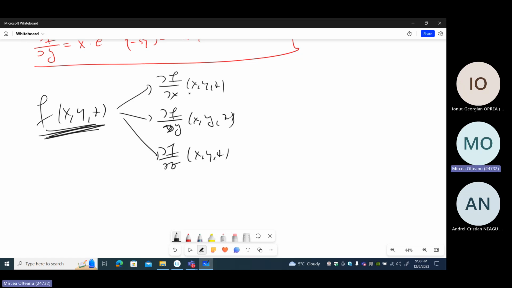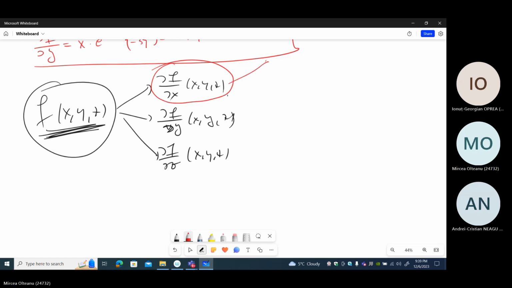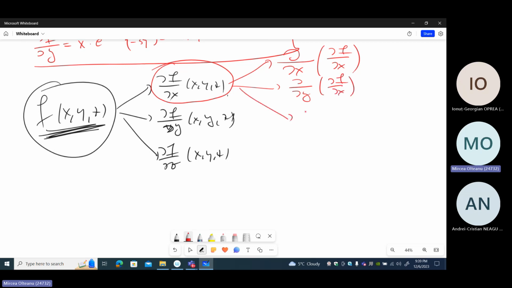So we are in the same case as in the beginning, a function of 3 variables. We can consider its partial derivatives. For example, this function has how many partial derivatives? 3, of course, because it has 3 variables. We may consider the partial derivative with respect to x of ∂f/∂x. We can consider the partial derivative with respect to y of the function ∂f/∂x, and the partial derivative with respect to z.